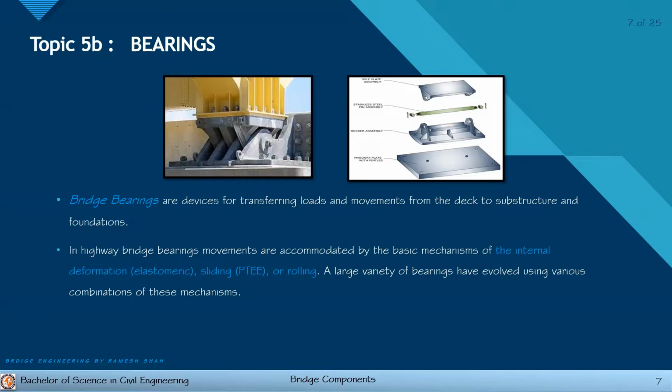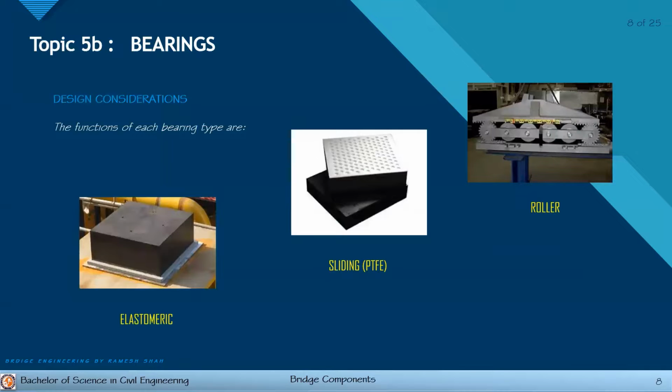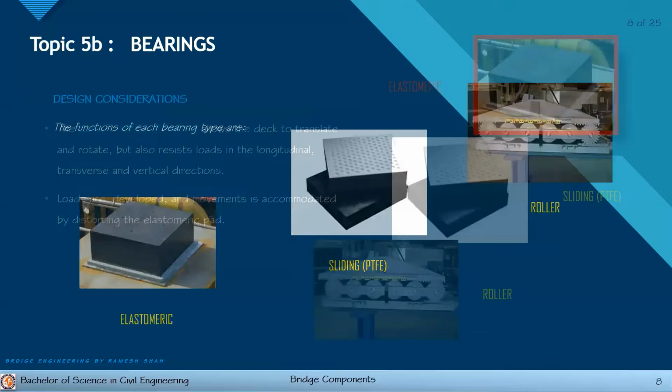In highway bridges, bearing movements are accommodated by the basic mechanism of internal deformation: the elastomeric, sliding PTFE, yan siya guys, or rolling. A large variety of bearings have evolved using various combinations of these mechanisms. So later we will know one by one of them. So first, we have here the design consideration for our bearings. The function of each bearing type are. So ito sila, elastomeric, sliding PTFE, and roller. So let's know them one by one.